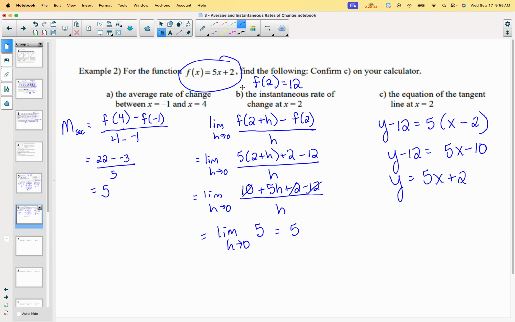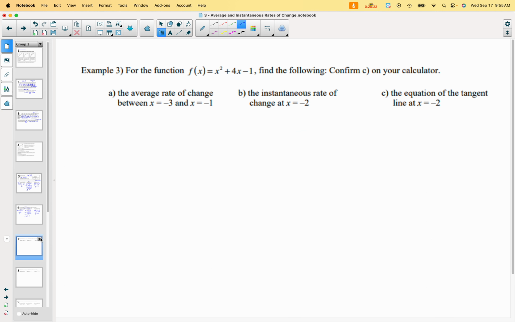So that's because this is a line. If you think about where it would be tangent, it's just on the line. That's the reason why our instantaneous rate of change equaled our average rate of change. And if you have a linear function, that's going to be true for every point on the line. It would be true no matter what the value of x was. So that one was a little different.